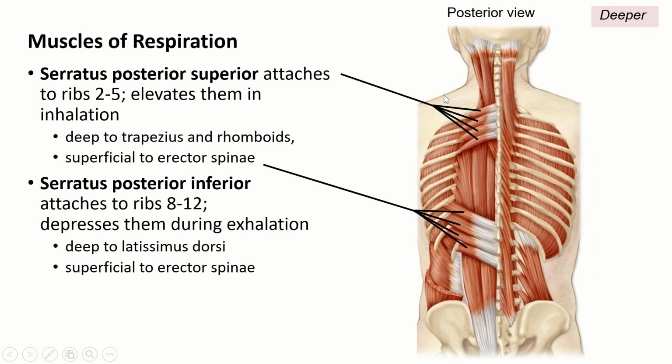The serratus posterior superior sits deep to the trapezius, deep to the rhomboid muscles, which we haven't met yet, but the rhomboids are going to connect the vertebral column to the scapula. The serratus posterior superior is deep to those, and it's going to pull these top ribs up. The serratus posterior inferior is going to pull these bottom ribs down. So this is going to help with inhalation. This is going to help with exhalation.